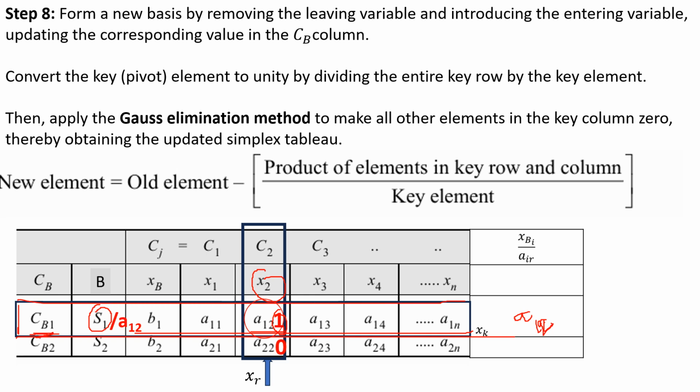Next we have to apply the Gauss elimination method to make the other elements in the key column 0, thereby obtaining the updated simplex table. So here we have to change all the elements except the key row by using this formula: new element equals old element minus the product of elements in the key row and column divided by the key element.